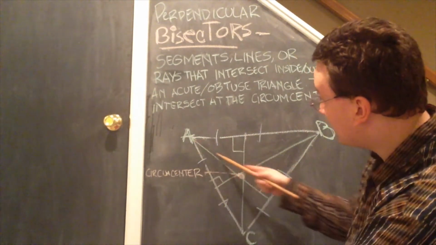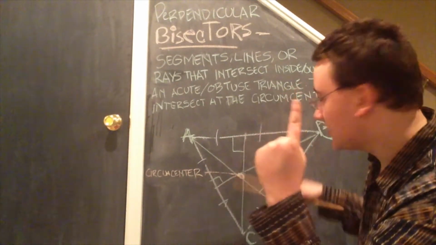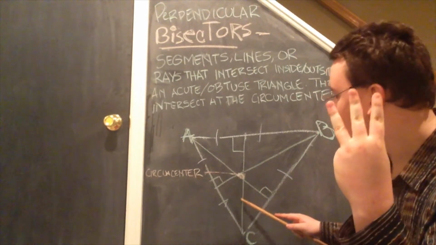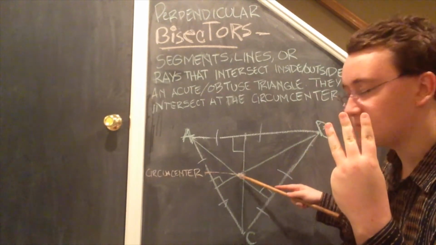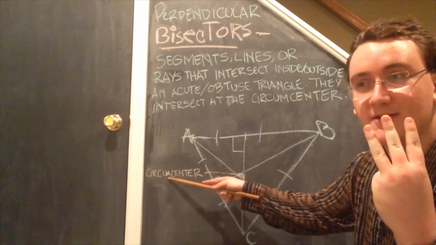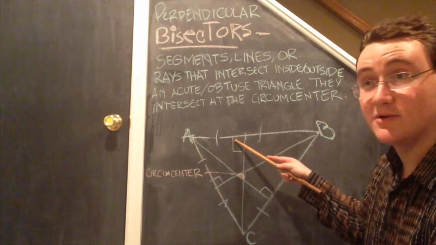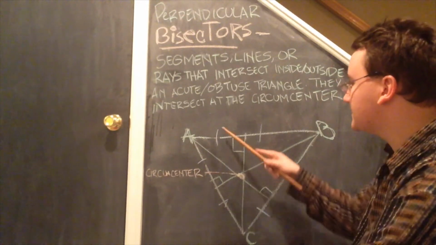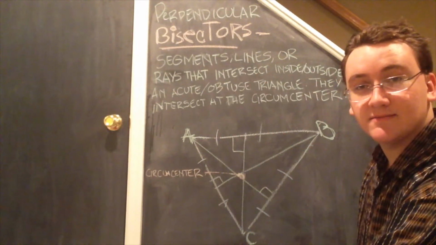Here we have one perpendicular bisector. Here we have another one. Here we have a third. All of them form together this one point called the circumcenter. All of these, as you notice, form a right angle right here, and also two equal segments.